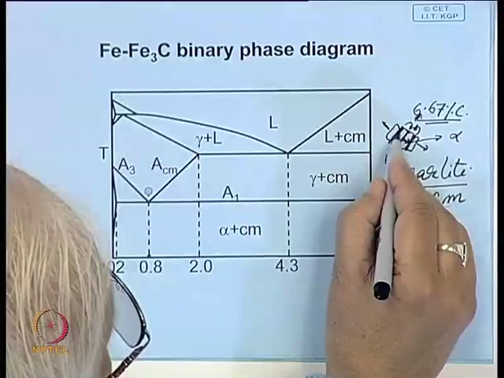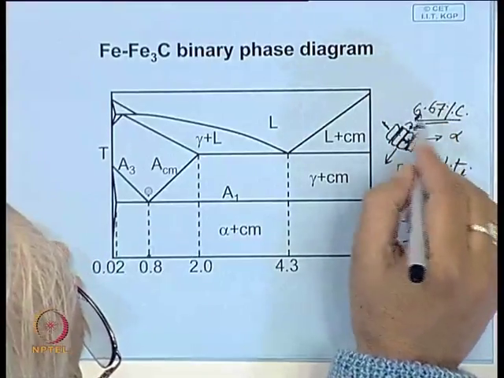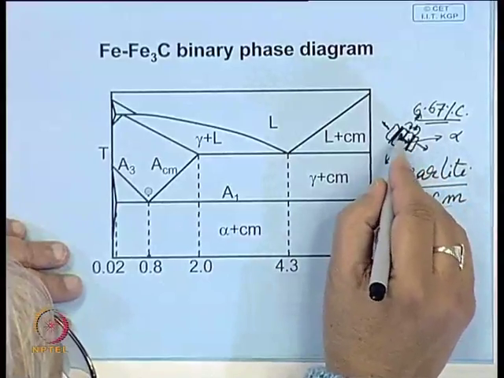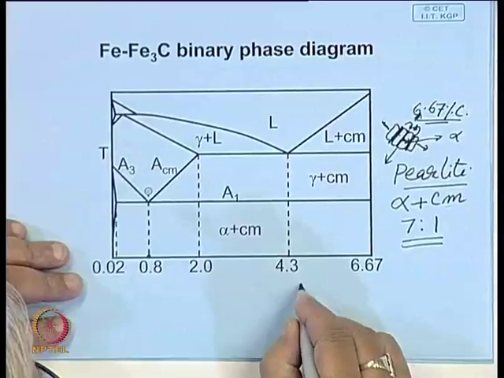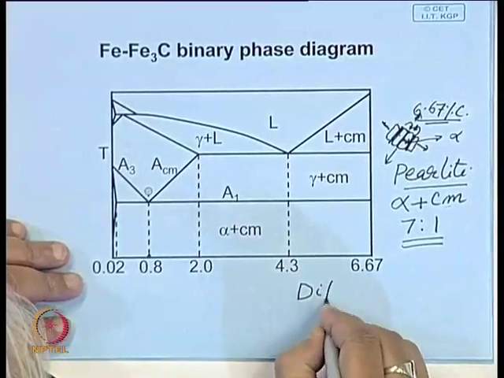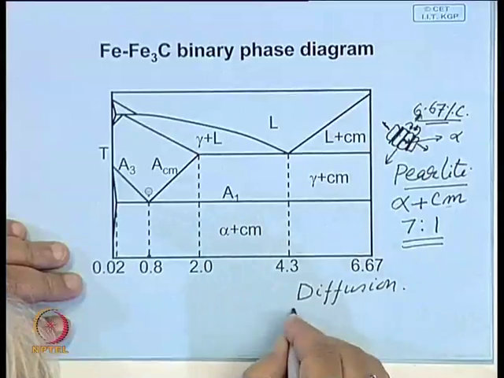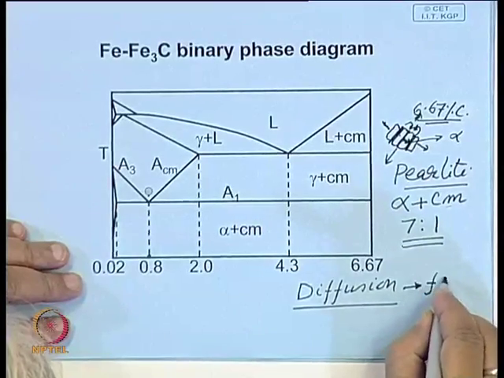When the cementite precipitates out, it takes carbon from the side. So, carbon has to move. That means you have to allow time for movement of carbon atoms, that is diffusion, and we have also seen that diffusion is a strong function of temperature.